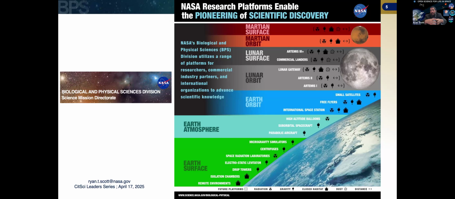BPS. And here's just a snapshot of how BPS sees these various different experimental platforms in Earth, in low Earth orbit, to lunar orbit, to Mars, the various different locations where science can and will be done and will continue to be done for a number of different purposes.